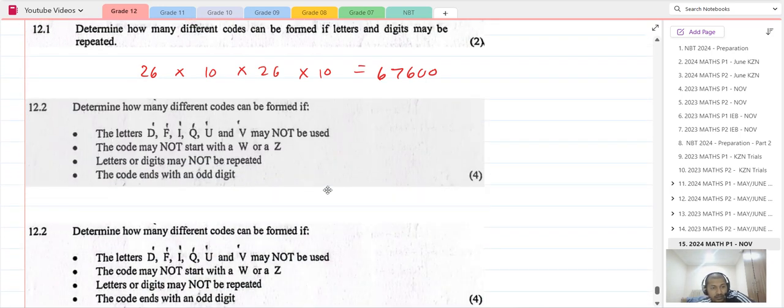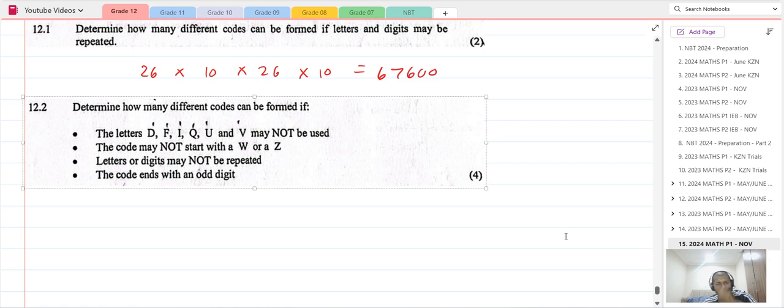Look at 12.2. Determine how many different codes can be formed if the letters D, F, I, Q, U and V may not be used, so 6 out. The code may not start with W or Z. Letters or digits may not be repeated. The code ends with an odd digit. So we need to look at how many odd numbers there are, and it may not be repeated as well.